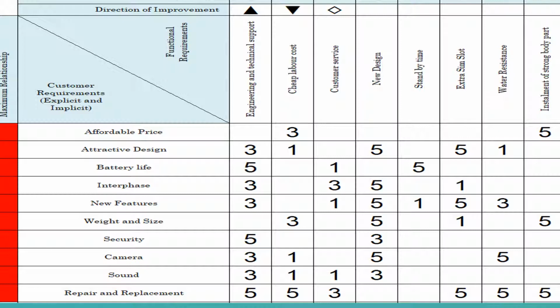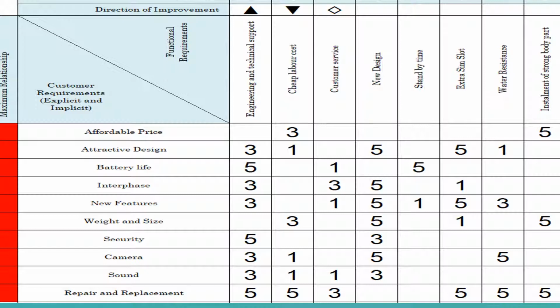For the price, we give 3 for labor cost and 5 to the installment of strong body part. For the design, we give 3 for engineering and technical support, 1 for cheap labor cost, 5 for new design, 5 for extra SIM slots, and 1 for water resistance.